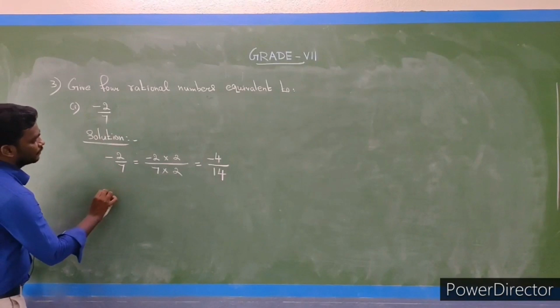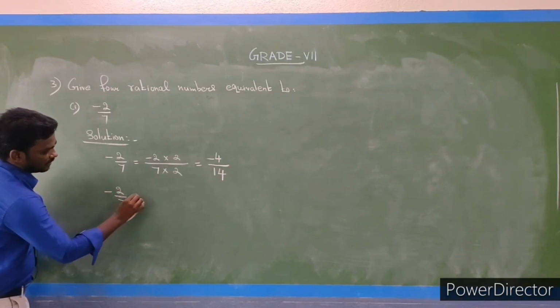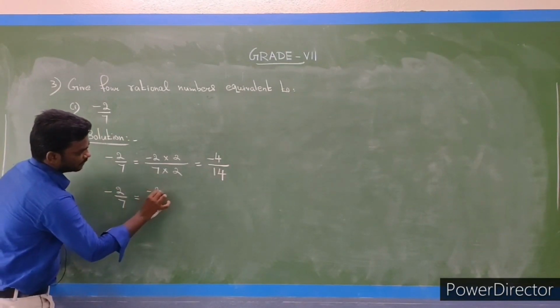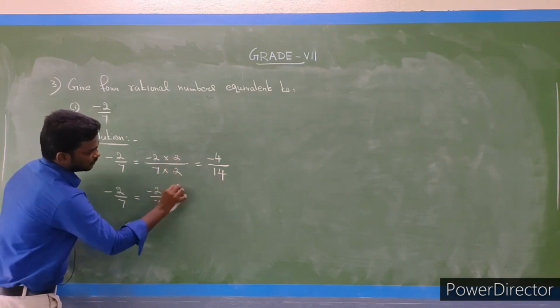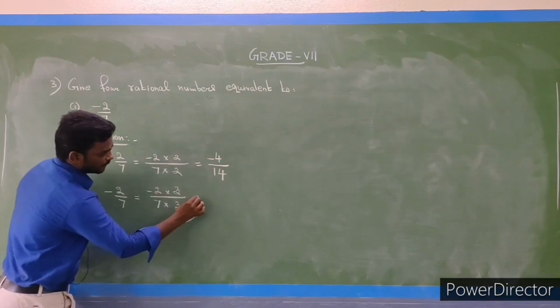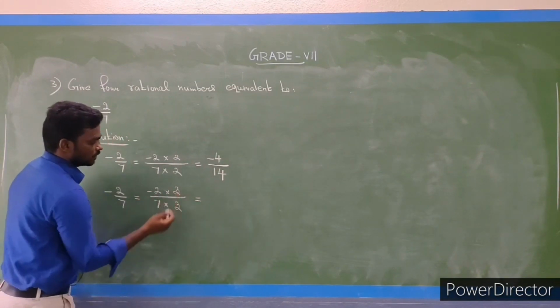Next, what is that? Minus 2 by 7 is multiplied by, what is the next number after 2? So this number is multiplied by 3, which is equal to minus 2 into 3, what is that?